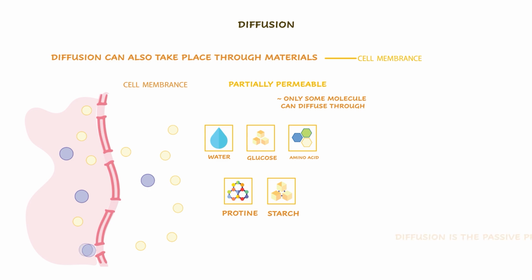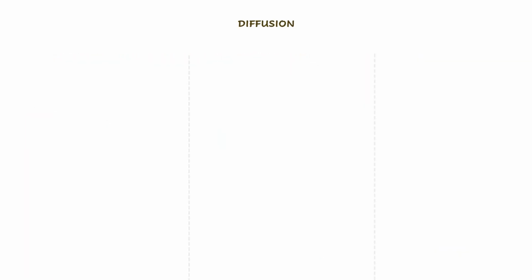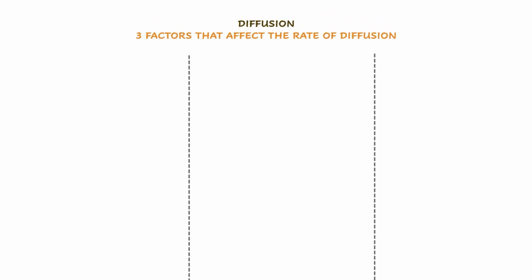Diffusion is also a passive process, meaning it requires no energy from the cell. It occurs purely due to the random motion of particles. Now that we understand diffusion, let's examine the three factors that influence its rate.